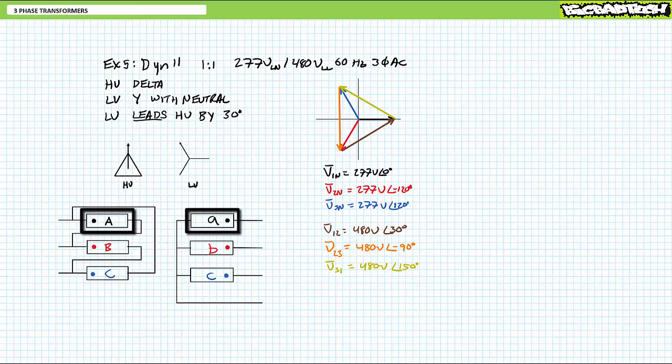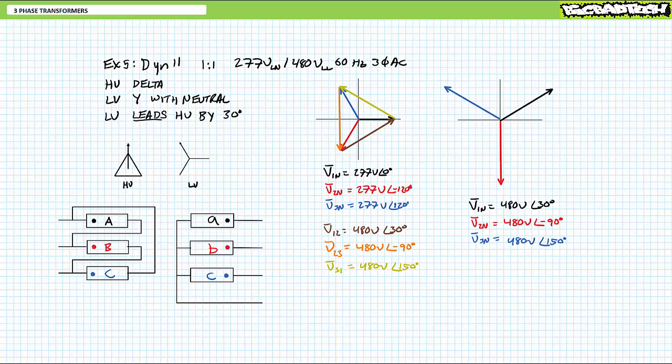As with all scenarios, primary high voltage winding capital A maps directly to secondary low voltage winding lowercase a with no phase shift, capital B to lowercase b, and capital C to lowercase c. This configuration is effectively transforming the line-to-line voltages at the high voltage primary into line-to-neutral voltages at the low voltage secondary. Given a transformer with a 1-to-1 turns ratio, the low voltage secondary experiences 480 volts at an angle of 30 degrees on low voltage winding lowercase a, 480 volts at an angle of negative 90 degrees on low voltage winding lowercase b, and 480 volts at an angle of 150 degrees on low voltage winding lowercase c.